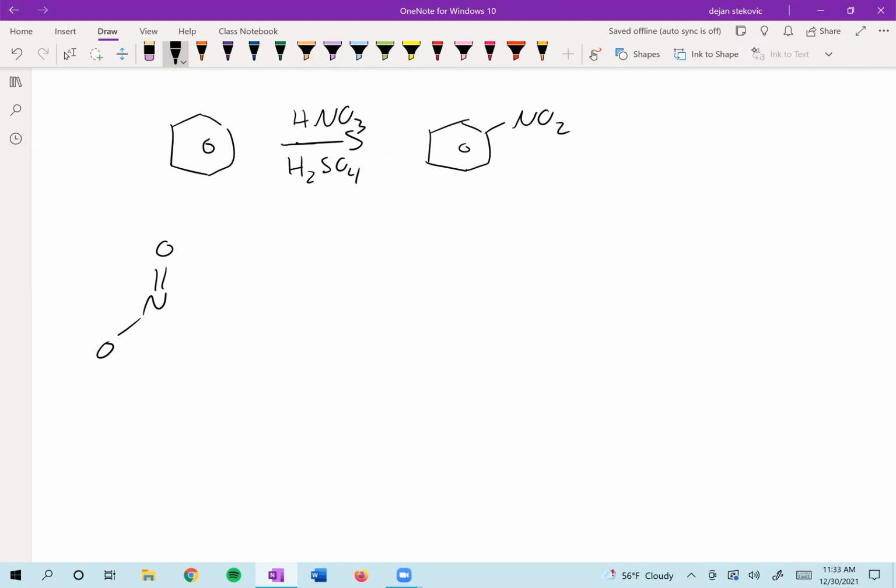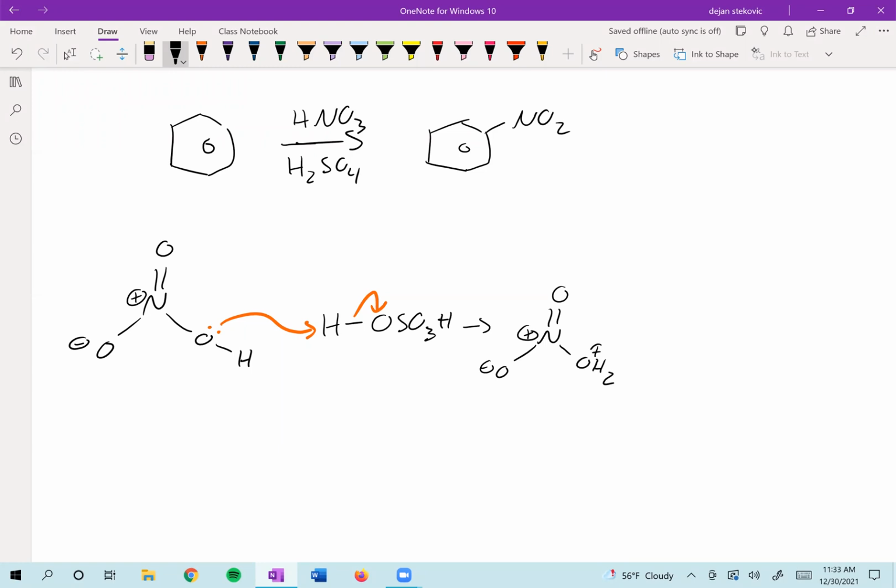We've got our nitric acid, and then we've got our sulfuric acid, which is just going to act as a source of protons. And the alcohol group from the nitro is going to attack the proton from the sulfuric acid. And what that does is it forms a water group right here. As we know, water groups are very good leaving groups. And so what it's going to do is leave.